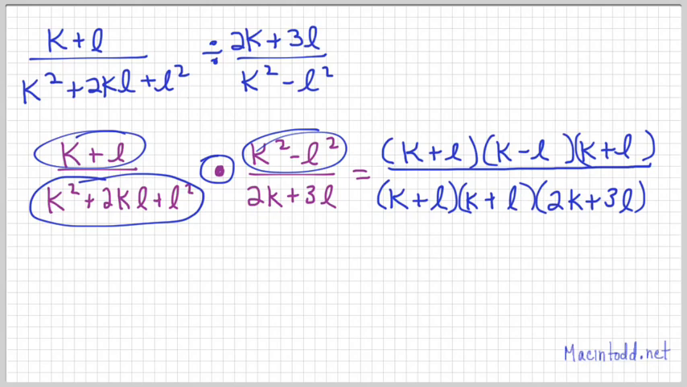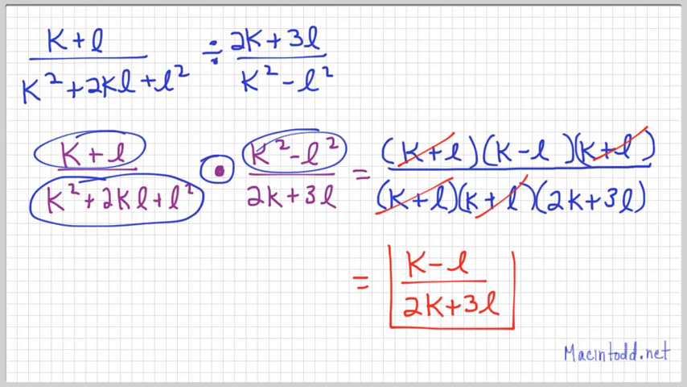K's are to the first power, so k plus L will cancel k plus L, and that one will cancel that one, and all I'm left with is k minus L over 2k plus 3L. And that is how we take care of division. Change it to multiplication and flip it over. Use the reciprocal.